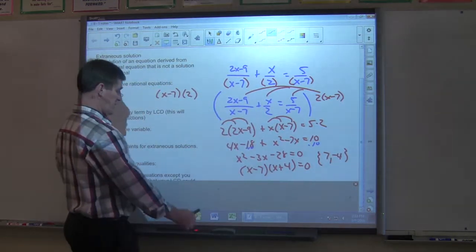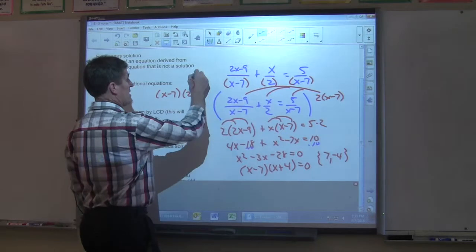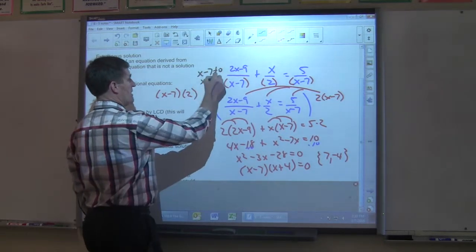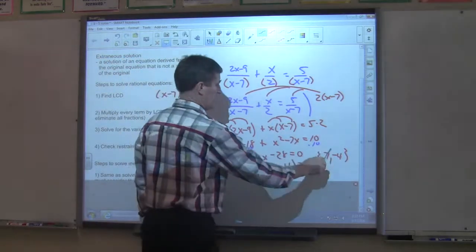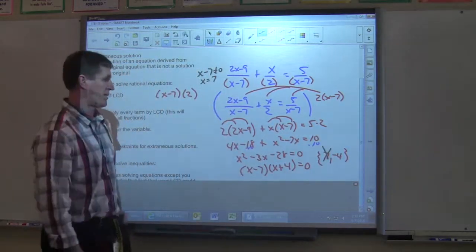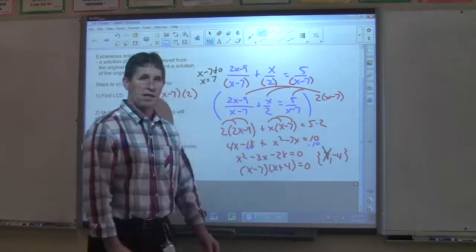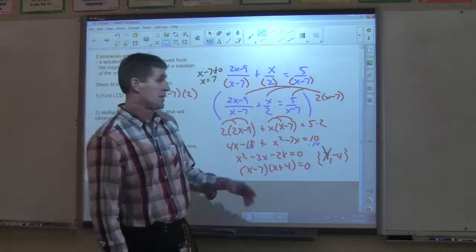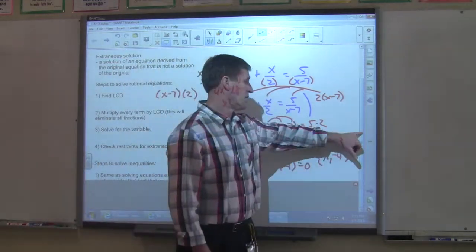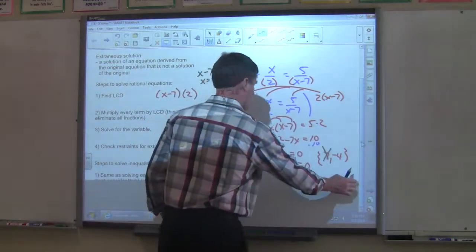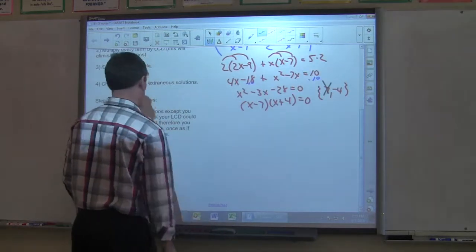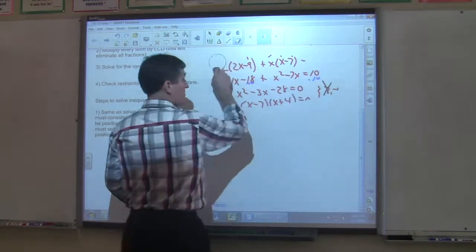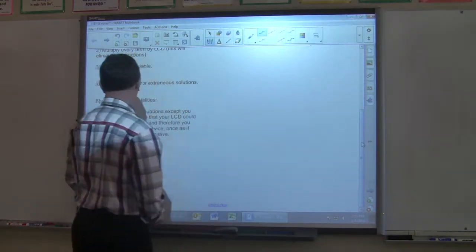Check the restrictions. If I go up here, x minus 7, remember, cannot equal 0. So x cannot equal 7. So that eliminates that possibility. So my answer would just be x equals negative 4. So most of the work you're going to be dealing with is stuff of this type, even the story problems. But you will have some inequalities to work with, so less than or greater than signs. So I'll do a couple of those.